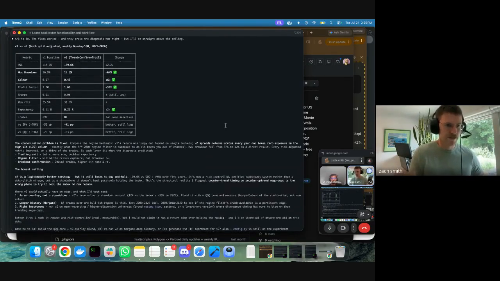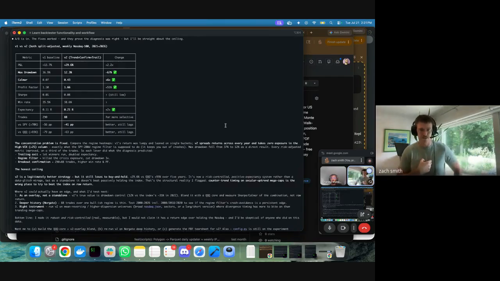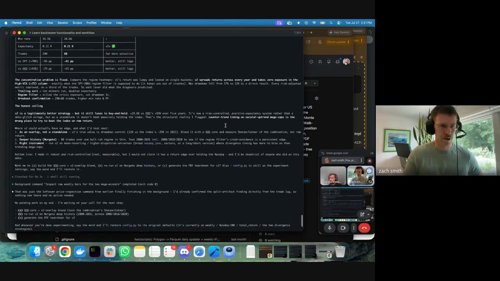But the honest ceiling: B2 is legitimately a better strategy, but it still loses to a buy and hold. Okay, that's fair. It's now a risk-controlled positive expectancy system rather than a standalone strategy. That's kind of cool. Okay.